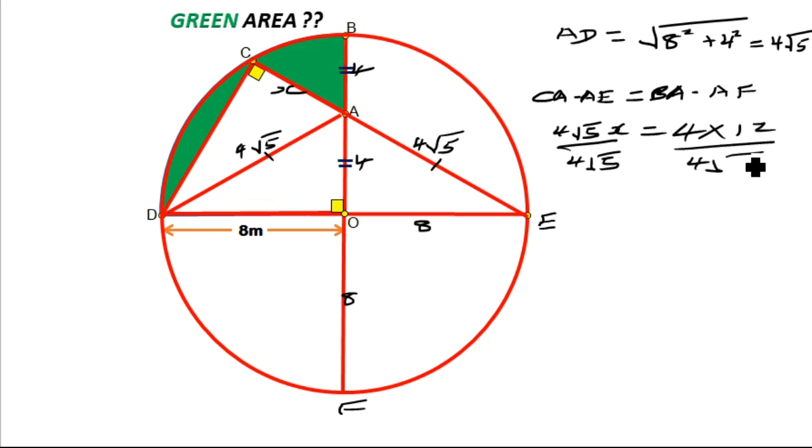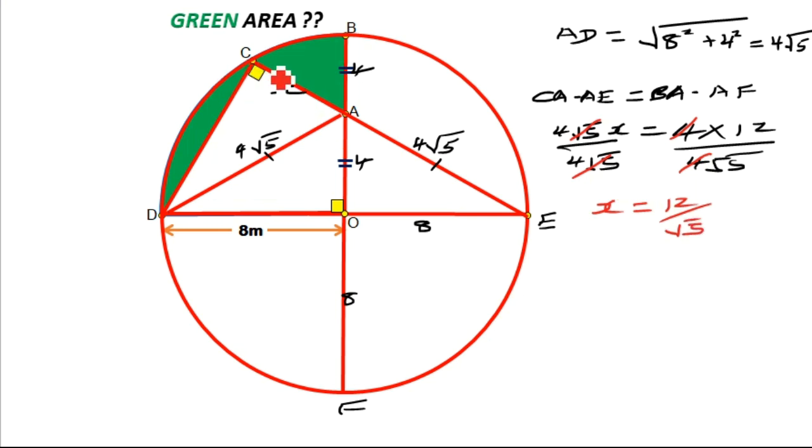So for you to get X, you divide both sides by 4 root 5. So 4 root 5 goes with 4 root 5, and we remain with X is 4 times 12 over 4 root 5, which is 12 over root 5.